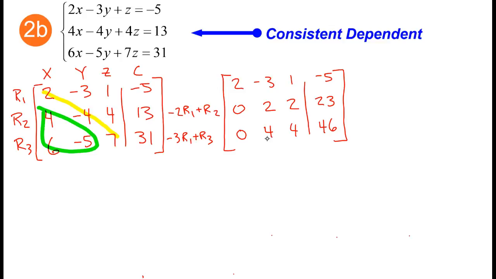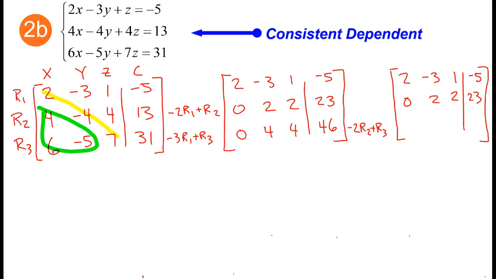Okay, what next? Well, let's try to get rid of this 4. And in order to do that, I'm going to do -2 times row 2 plus row 3. Row 1 and 2 are going to remain unchanged. I'm going to go ahead and fill those in right now. Okay, so trying to get rid of this 4 and turn that into a 0, I'm going to do -2 times row 2 plus row 3.